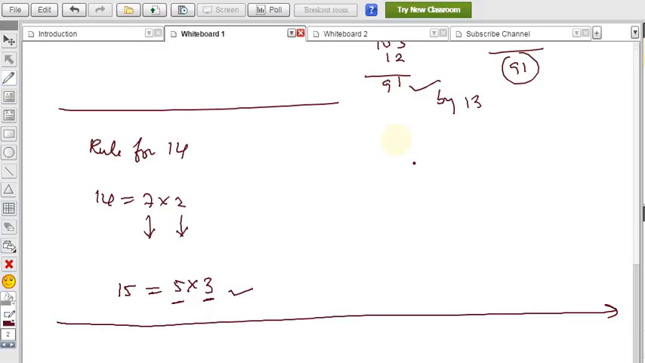So in this description there is a link. If you click that, you will see some more rules for all the divisibility rules.